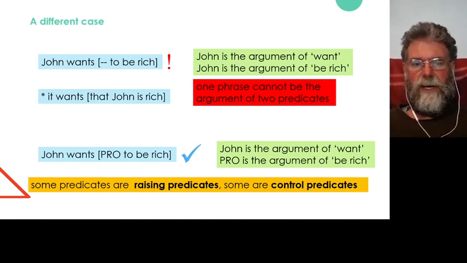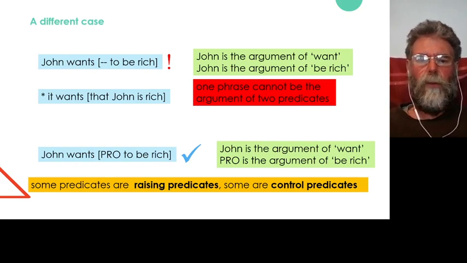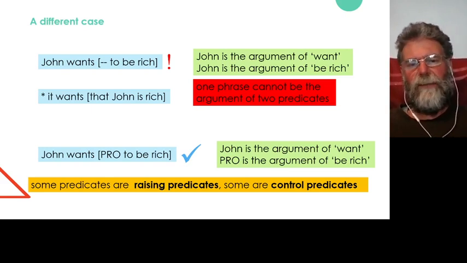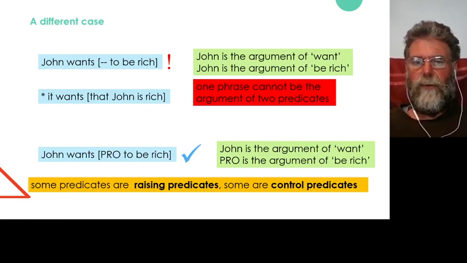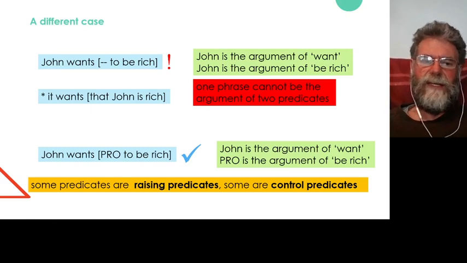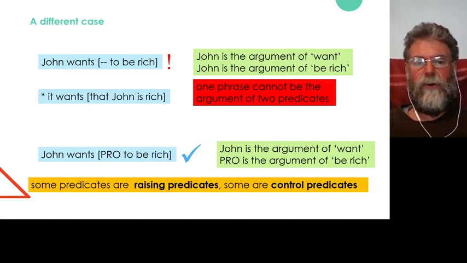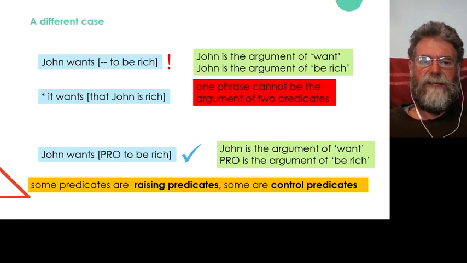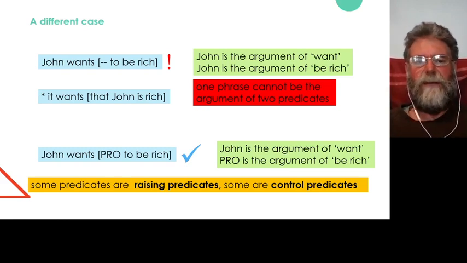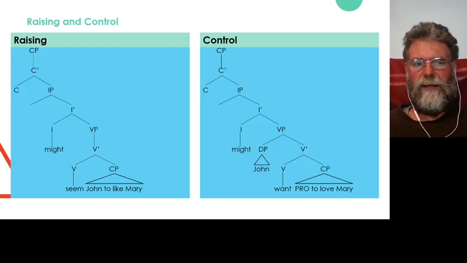We call those predicates control predicates. So "want" is a control predicate, and that's to do with the fact that the pro ends up being interpreted taking the same reference as one of the arguments of the control predicate. So in "John wants to be rich," the pro subject there is controlled, we say, by the subject of "want," i.e. they mean the same thing, they refer to the same thing. Okay, so let's take a look then at the differences between raising and control.